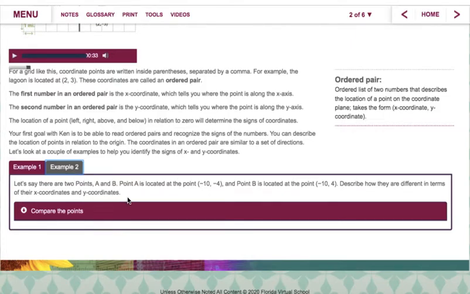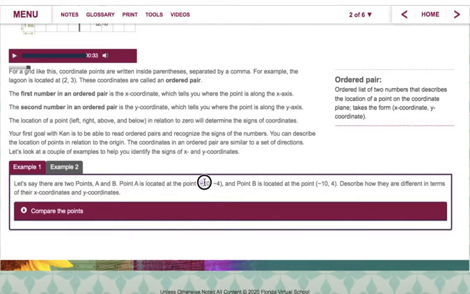Let's say that there are 2 points, A and B. Point A is located at the ordered pair -10, -4. Now pay attention to the fact that both those numbers are negative. And point B is located at the point -10, +4. Describe how they are different in terms of their x coordinates and their y coordinates. So they're talking to you about how these 2 points are different. You're comparing both their x and their y coordinates.